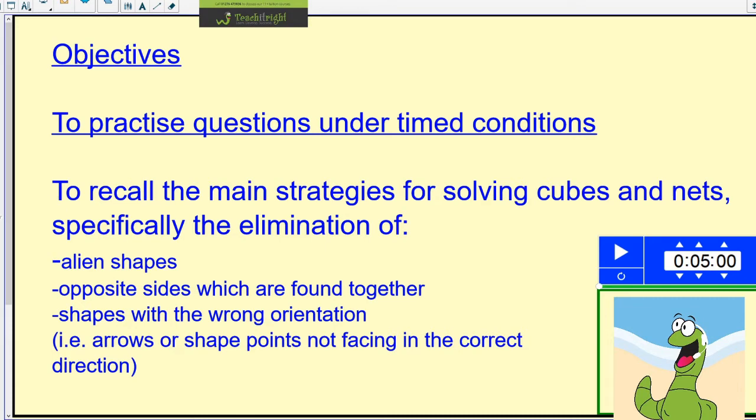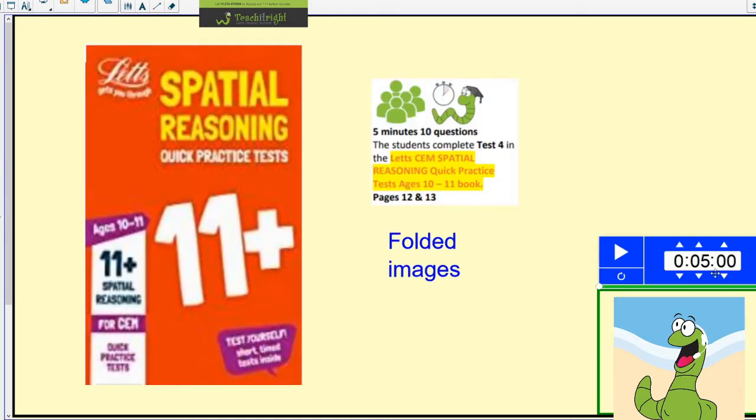To start with, this is perhaps a bit of a warm-up. We're going to look at some folded image questions. These folded images we found on pages 12 and 13 of this book here, which is your Spatial Reasoning Quick Practice Test Book. So if you could all get that out, pause the video if you need to, get ready, pencil as well, and we can get started.